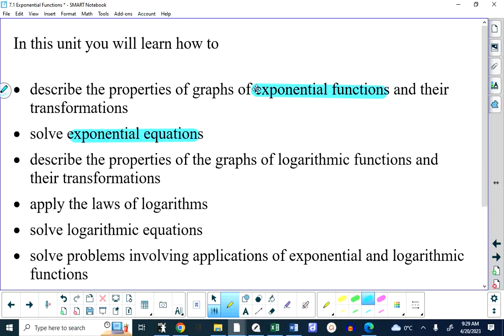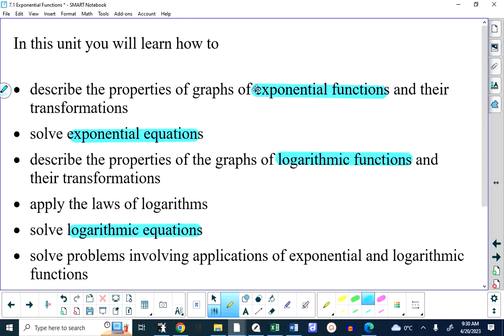We are also going to be looking at graphs of logarithmic functions and solving logarithmic equations. And in between those two, we have to learn about laws of logarithms. And logarithms and exponents are intimately related. It turns out they are inverses of each other. Obviously, if we're going to be looking at graphs of exponential functions or graphs of logarithmic functions, it follows that we're going to be doing transformations of exponential and logarithmic functions as well.